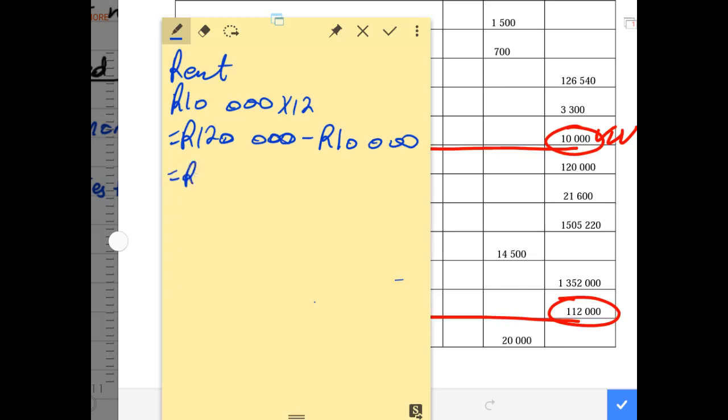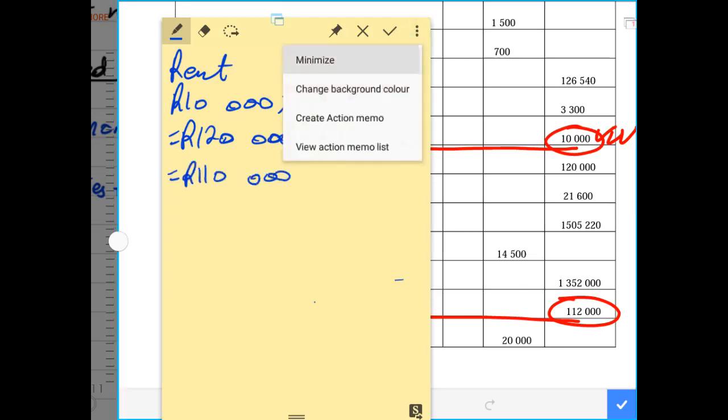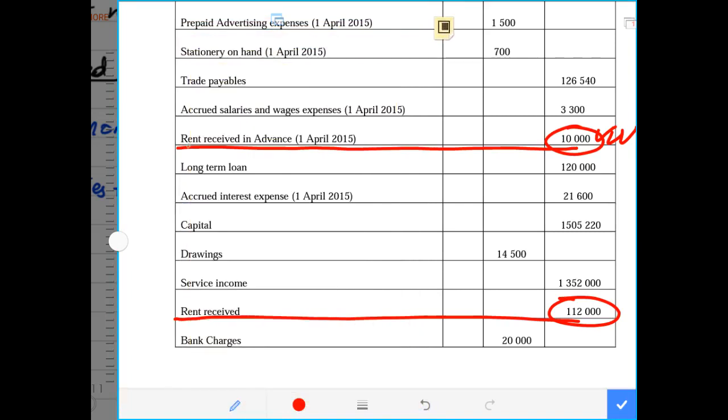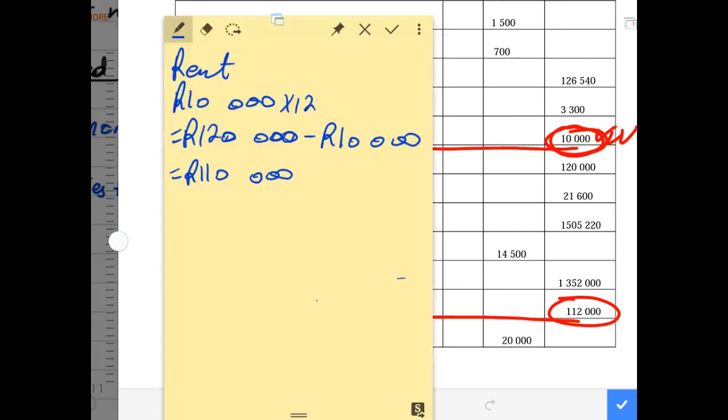10,000. Therefore, now it means we're supposed to receive only 110,000 for the current year. Why am I saying that? Because in my trial balance, there is rent received in advance on the 1st of April, meaning this rent was received last year for the current year. So which is 10,000 rands, meaning we must not receive another 10,000 for the current year, but it was received last year. So now it means we're supposed to receive 110,000 rands.